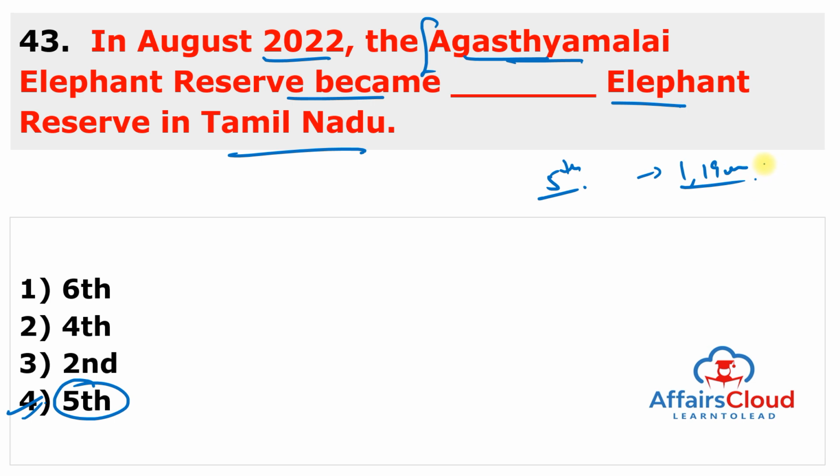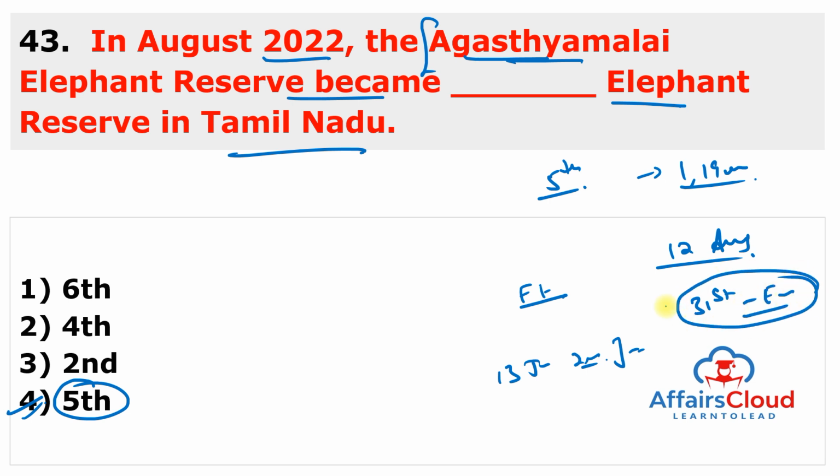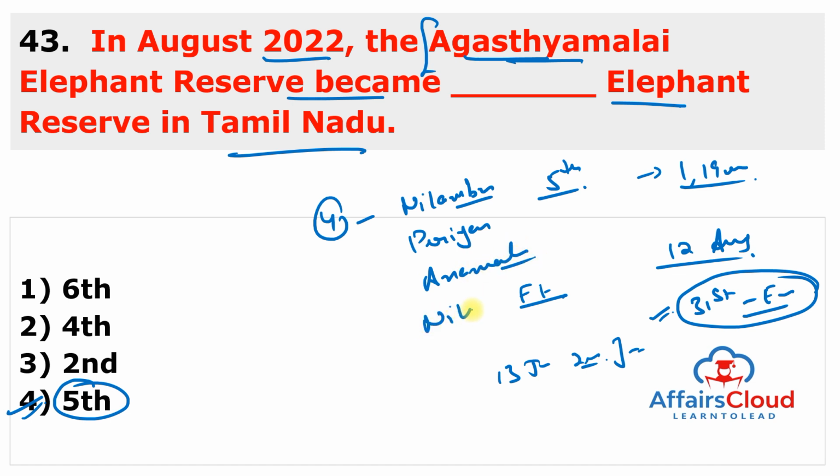And this is on the occasion of World Elephant Day, which was celebrated on 12th of August 2022. Elephants play a critical role in balancing forest ecosystem. You can also remember one important thing, that on 13th of July 2022, the Government of India conveyed its consent for the creation of the 31st Elephant Reserve in Tamil Nadu. All over India, this is the 31st Elephant Reserve. The other 4 elephant reserves in Tamil Nadu are Nilambur, Periyar Elephant Reserve, Annamalai Elephant Reserve, and Nilgiri Elephant Reserve. And this is the 5th one, Agastyamalai Elephant Reserve.